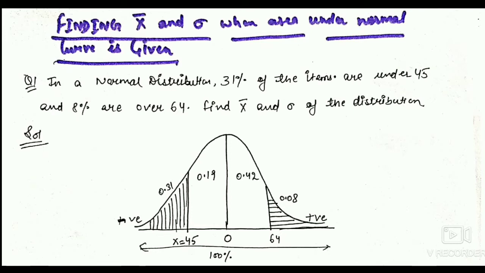In this normal curve, we have identified the area already given under the question. So now see where the value x is equal to 45. In the question we are given 31% of items are under 45. Under means less than. Because this is the less than part, it will go on the left side, the negative side. And 8% are over 64. Over means above, where the values are greater.